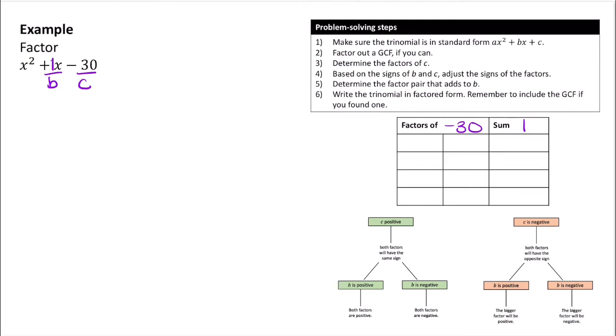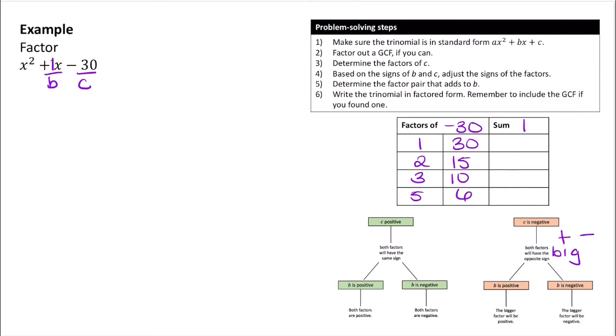Well, in this case, our C is negative, so our factors will have opposite sign. B is positive, so that means our bigger factor is going to be positive. So let's go ahead and just list out the factors of 30. So we have 1 and 30, 2 and 15, 3 and 10, and 5 and 6.